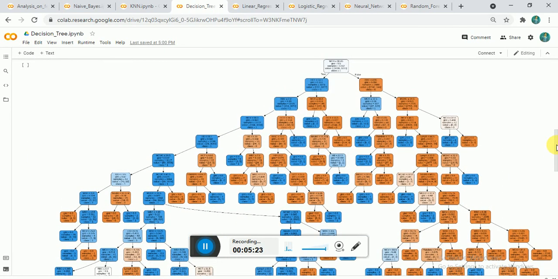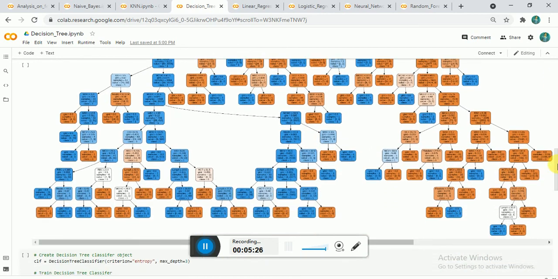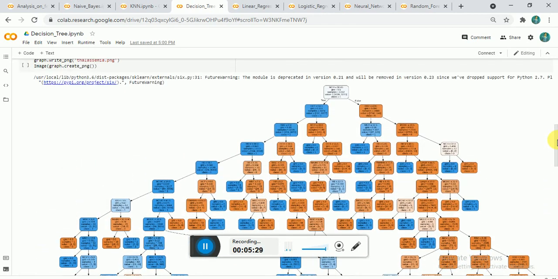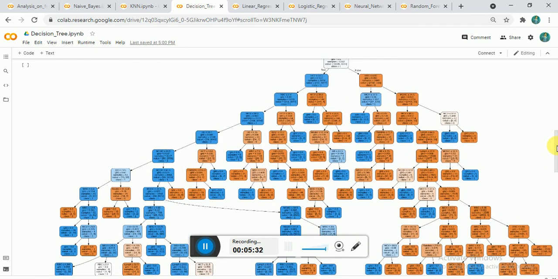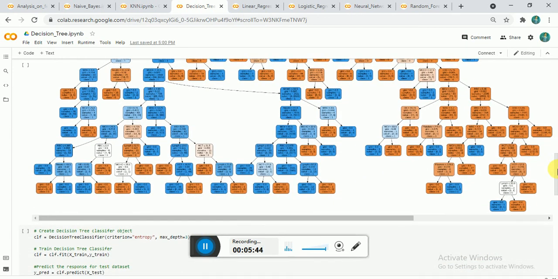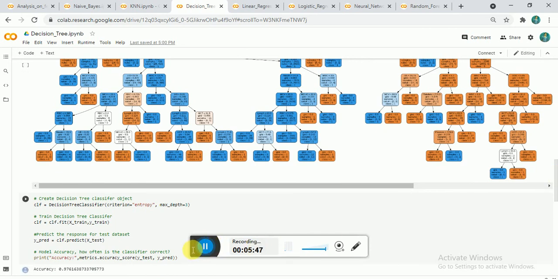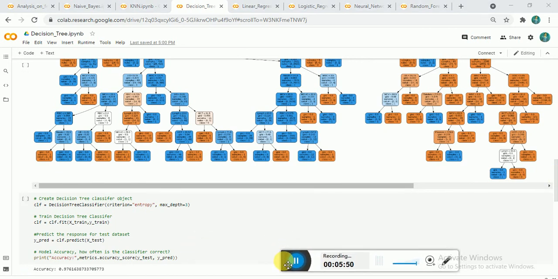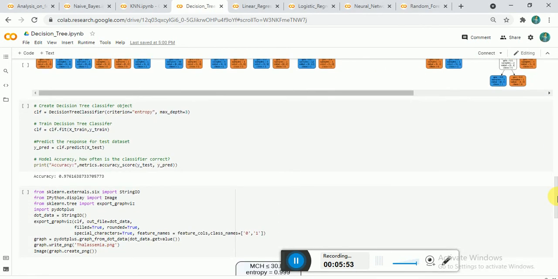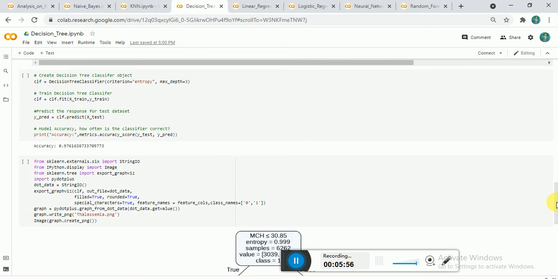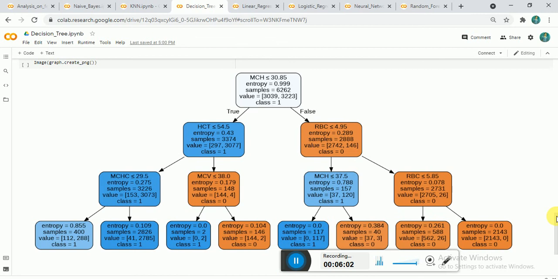So here you can see the decision tree. This is a complex decision tree, and it is time consuming and a waste of time to understand a complex decision tree. So pruning the decision tree is most important to understand the patterns of the dataset. After pruning, I have achieved an accuracy of 97%, and after pruning, the attributes and decision tree look like this.